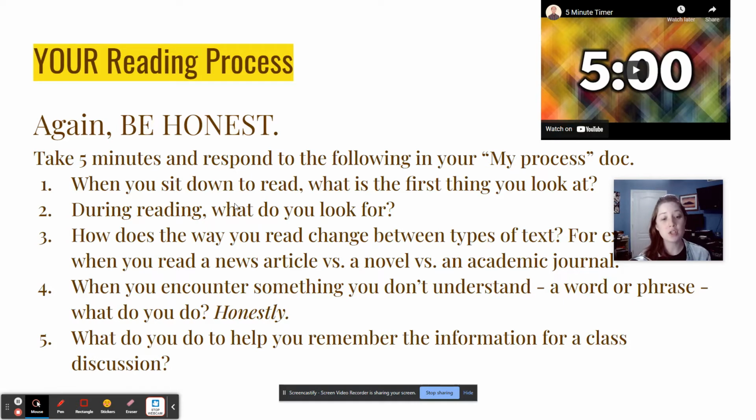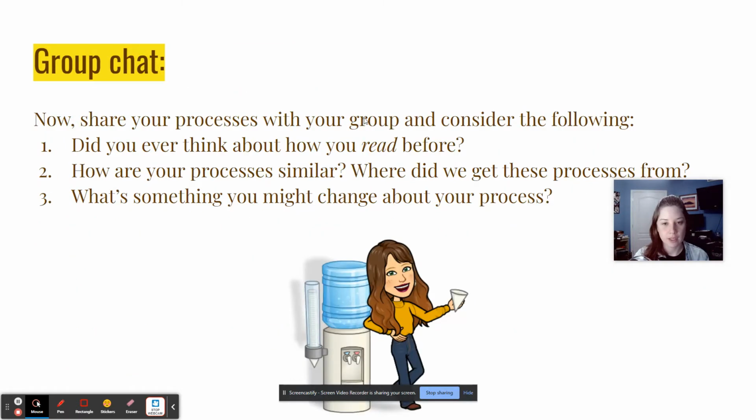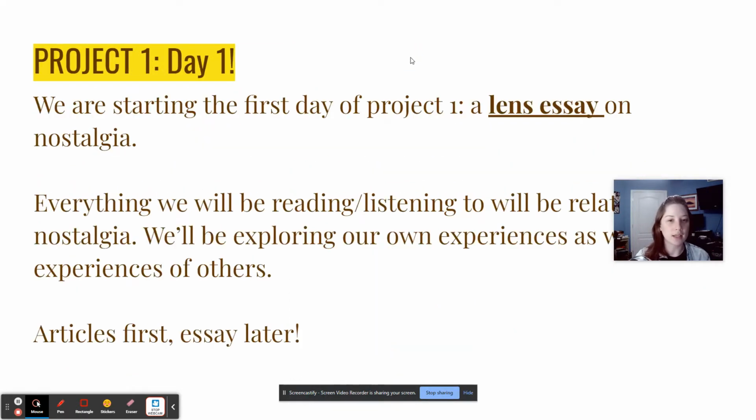And finally, what do you do to help you remember the information for a class discussion? Do you take notes? Do you reread the text and re-annotate? Do you pull certain quotes from the text so you can provide them in class? Cool. All right, so once you finish that, we were going to do a group chat. We'll do that in class.